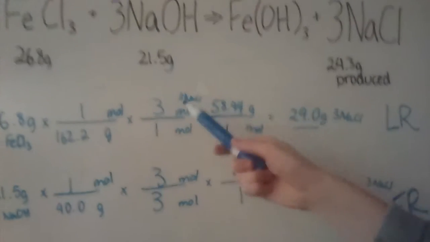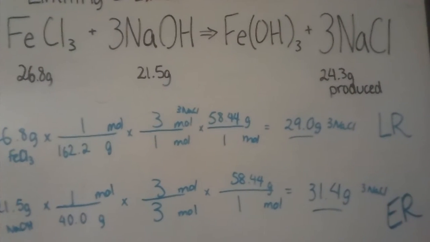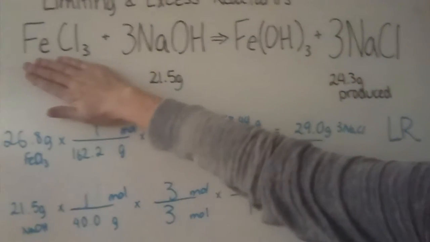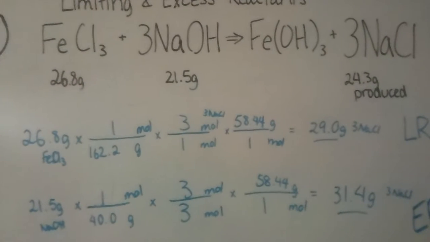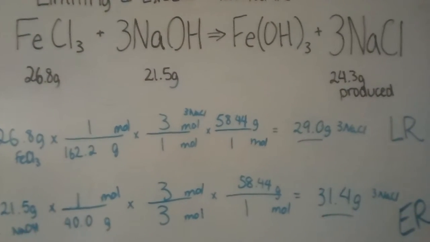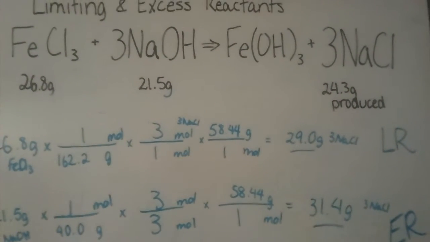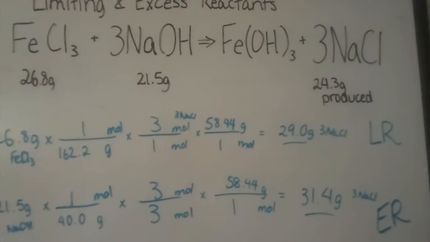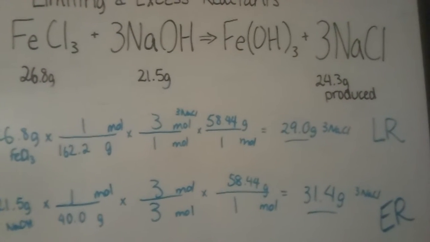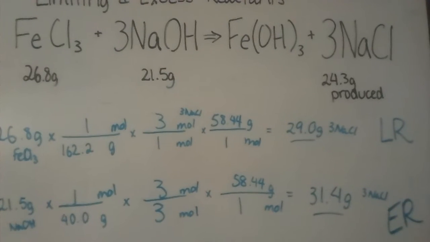Sometimes you're only given one mass. Sometimes you're not given another mass of your reactant, and then you assume that's your limiting reactant. And this also can work with gas stoichiometry, but you're just going to have to transfer a few more things using the ideal gas laws. But that's the basics.